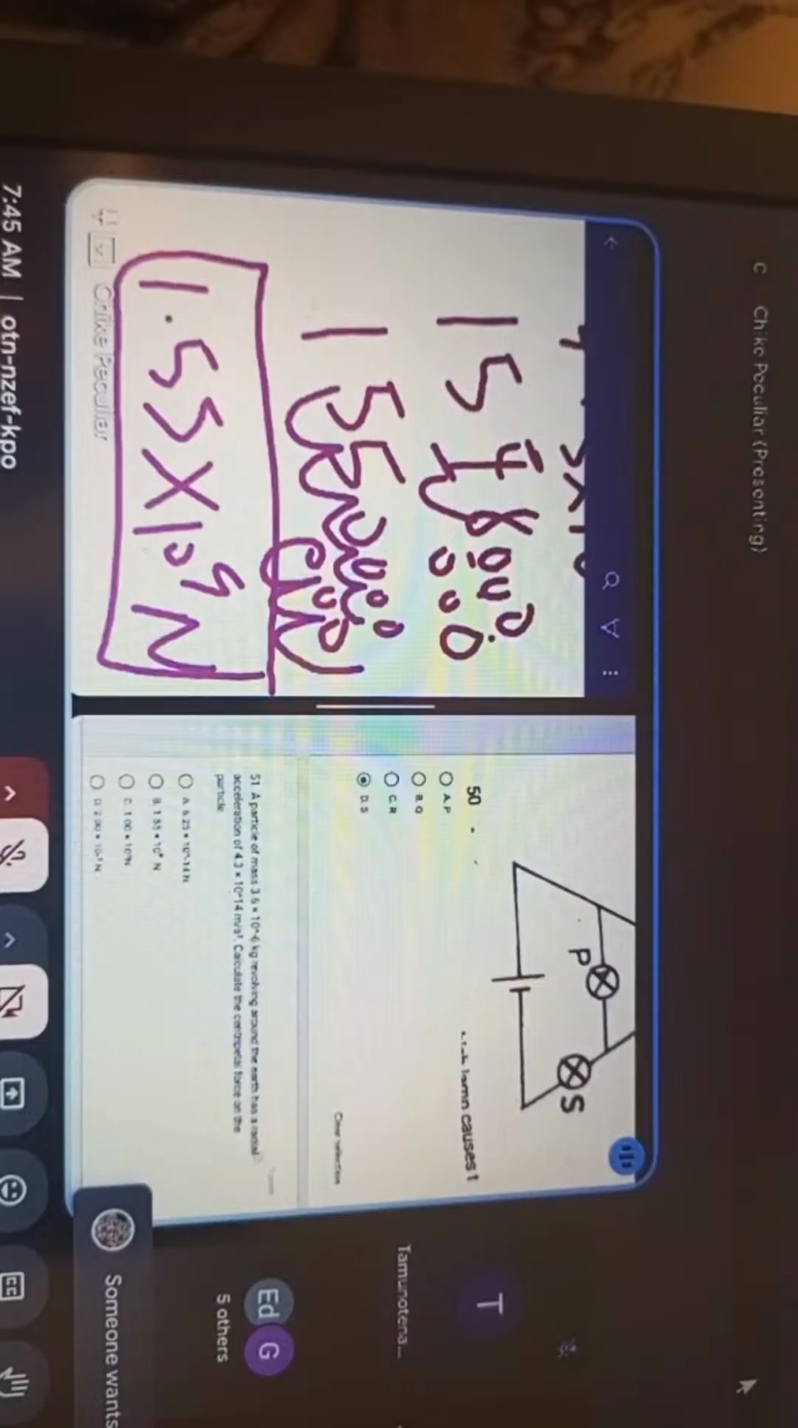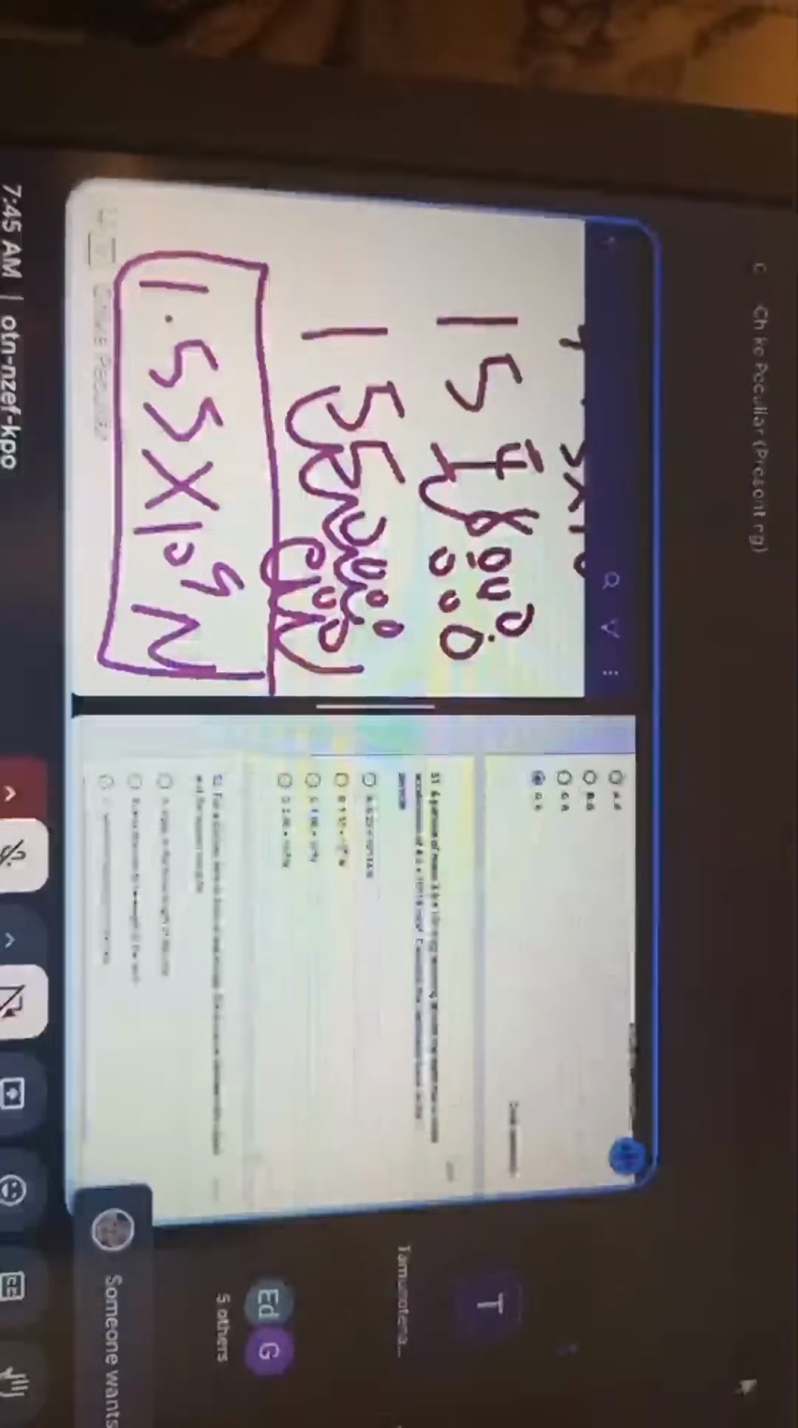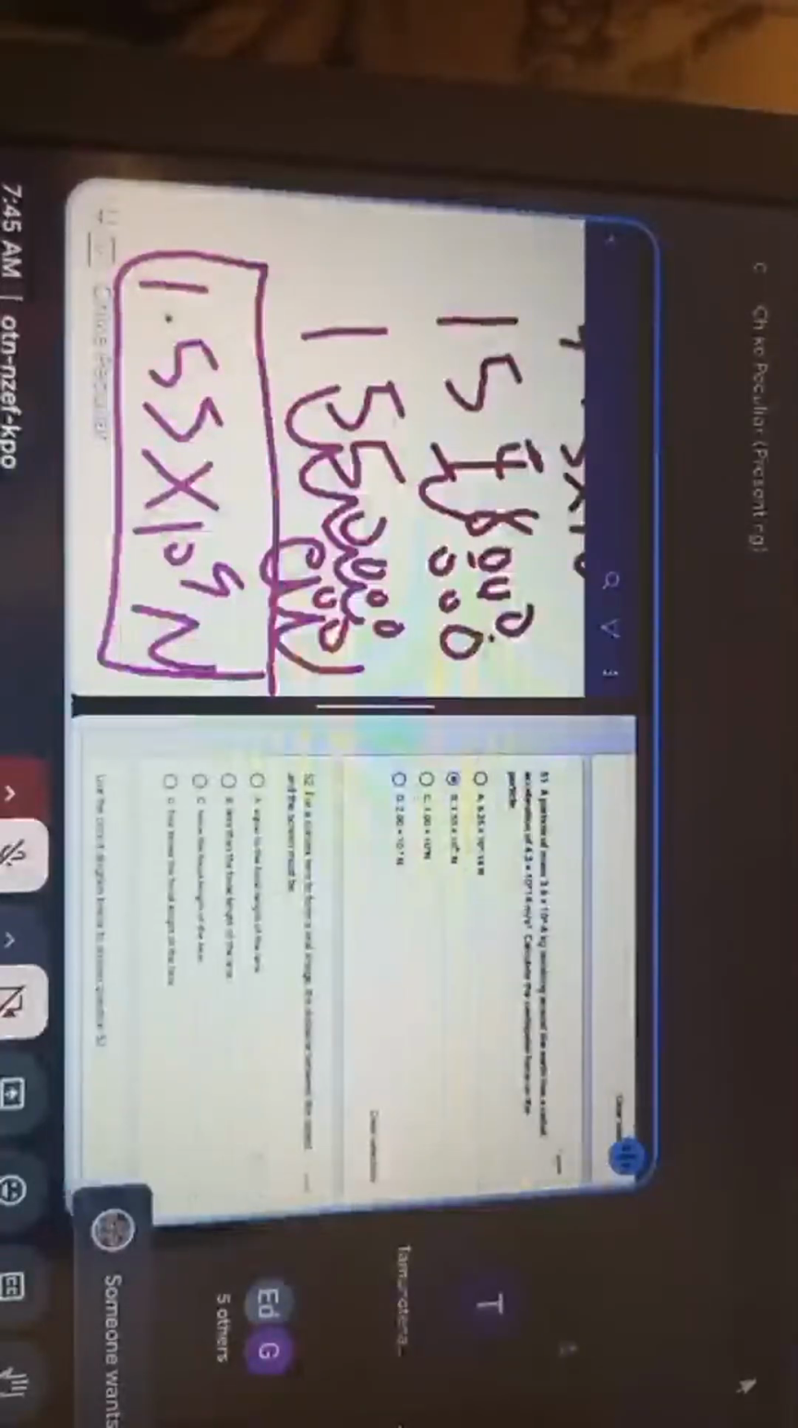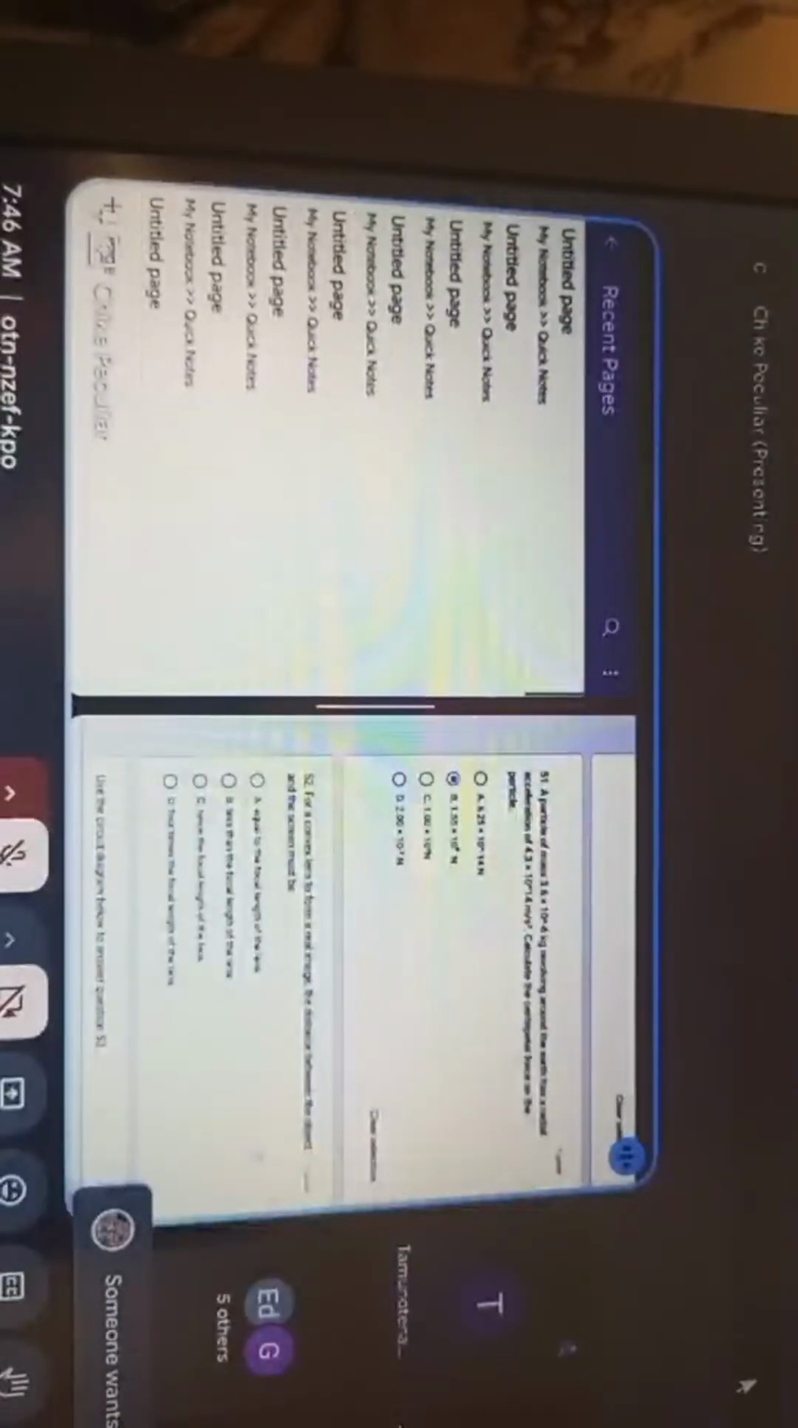So is that clear? Yes, sir. All right. So that answers question 51. Now, question 52 says, for a convex lens, have we done reflection of light? Those of us in SS2 here, I think it's second term. Have we done reflection of light?